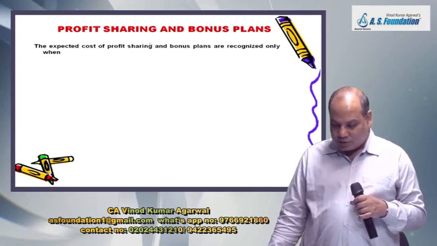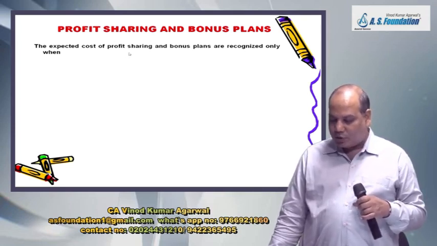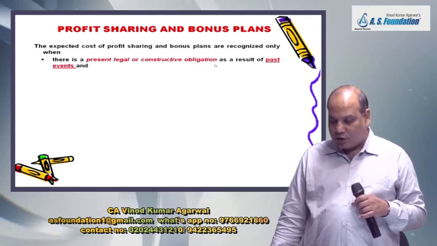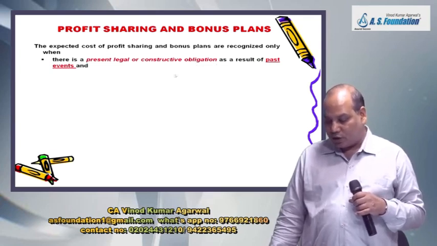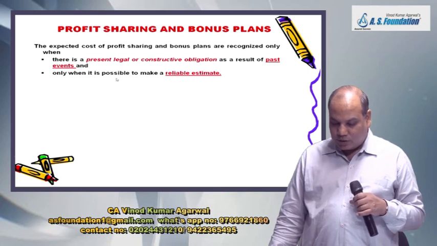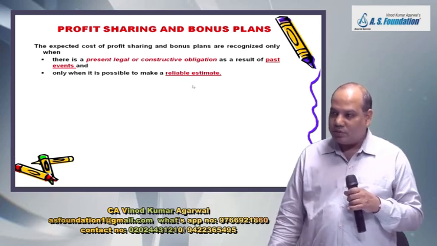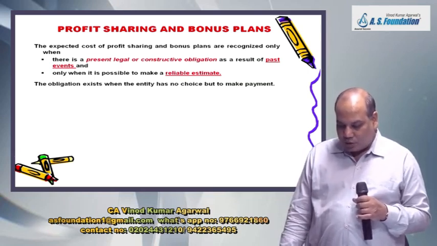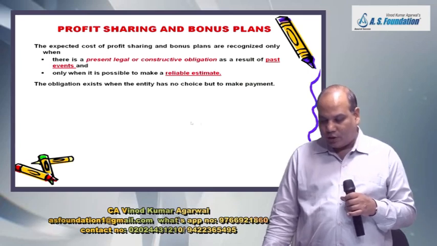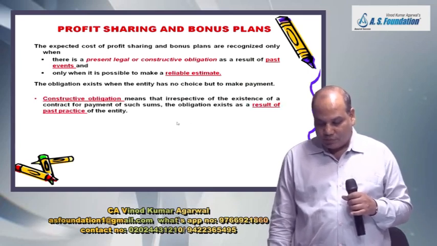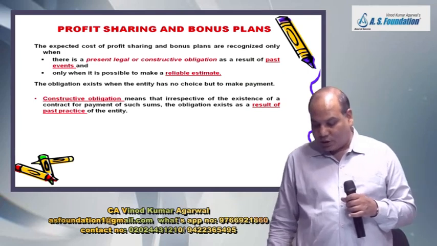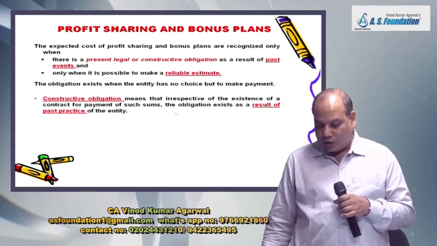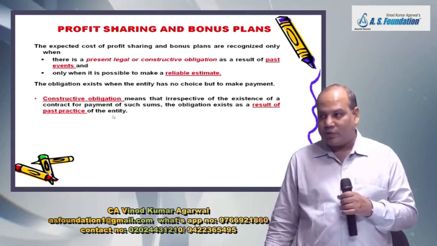So what the standard says: the expected cost of profit sharing and bonus plans is recognized only when there is a present legal or constructive obligation as a result of a past event and when it is possible to make a reliable estimate. So you can provide for this also. The obligation exists when the entity has no choice but to make the payment. Constructive obligation means that irrespective of the existence of a contract for payment on such terms, the obligation exists as a result of past practice of the entity.